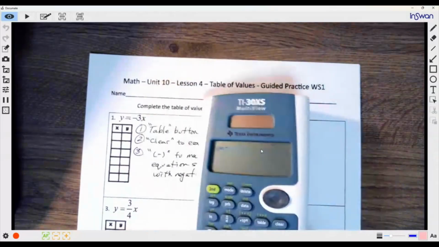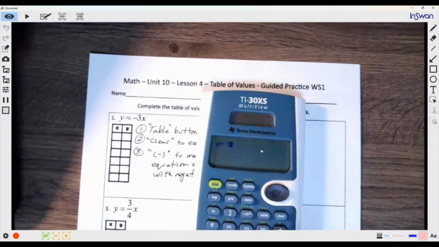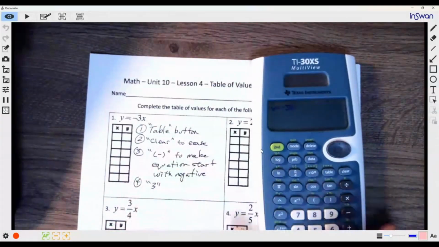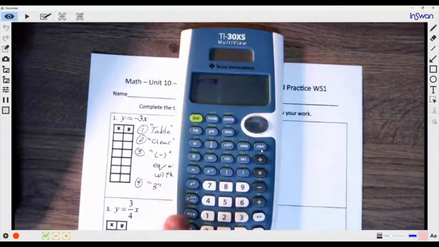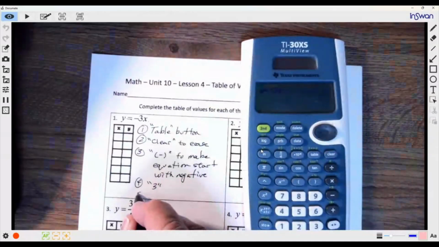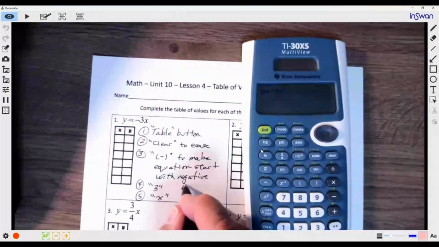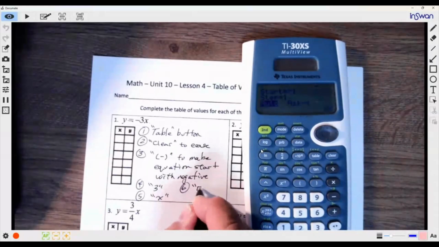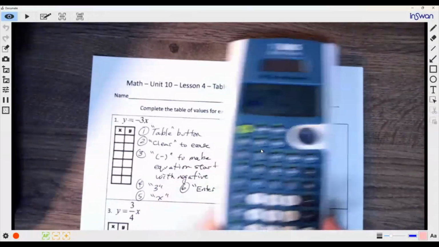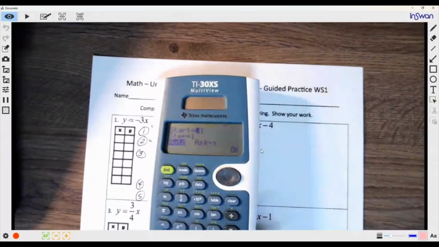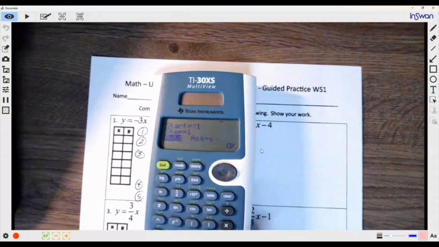Okay, so you can see we're ready to go. Then we're going to type 3. Then we're going to hit the variable button, X. Then you're going to hit enter. It's going to take you to the screen where we have to do the setup. And it remembers all the previous stuff that we had.